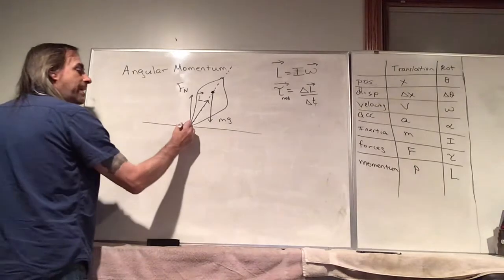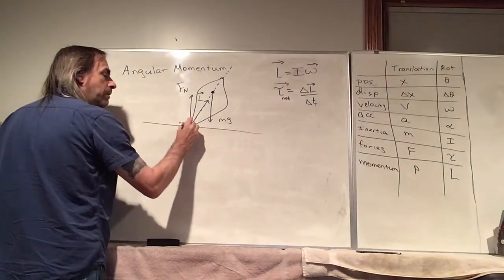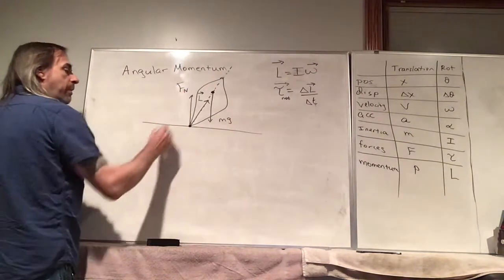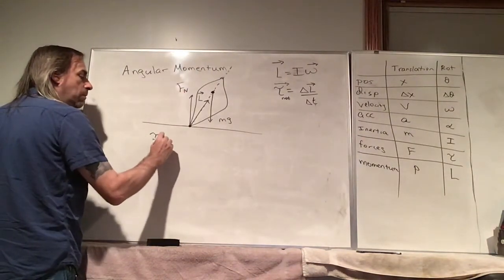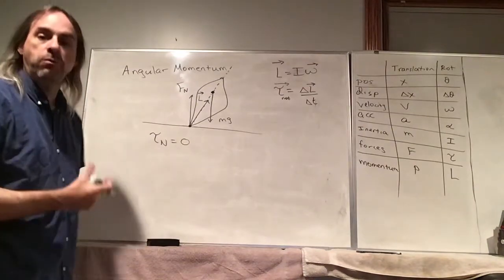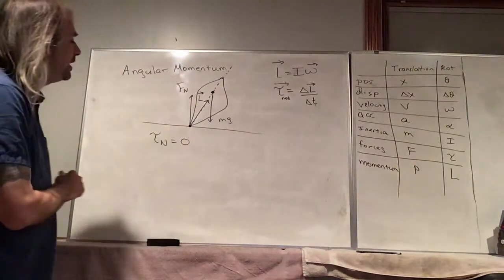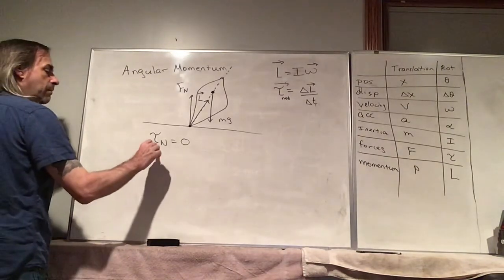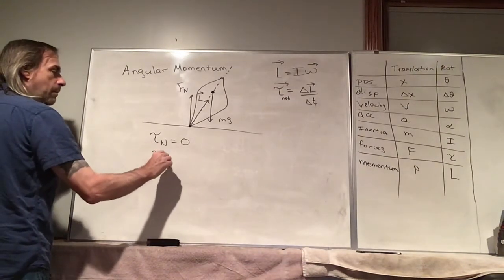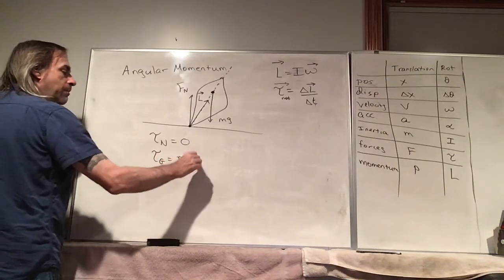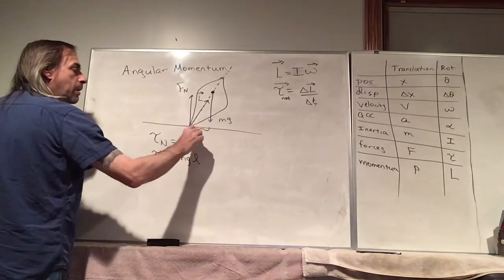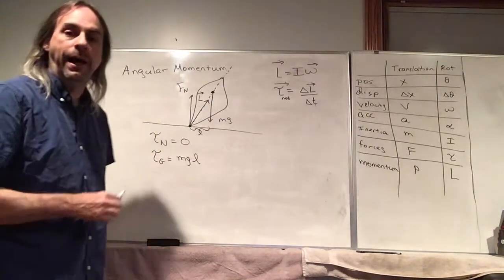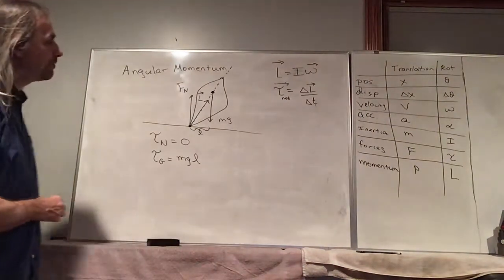Now let's say that the point of contact with the ground is our axis of rotation. The torque due to the normal force is 0, because the force is applied at the axis of rotation. But the torque due to gravity would be mg times the lever arm. That's not 0. And so there is a net torque acting on this spinning top.